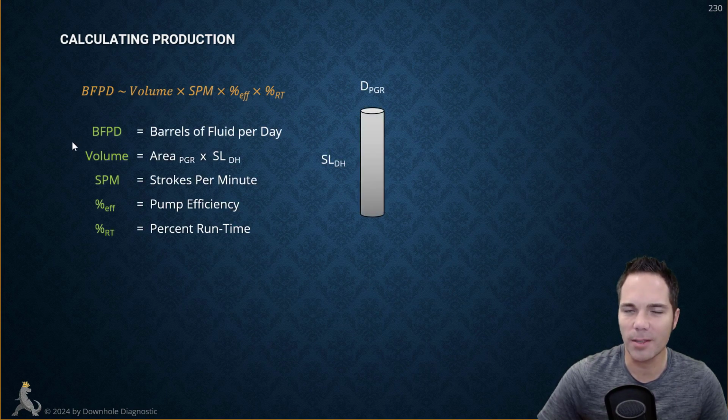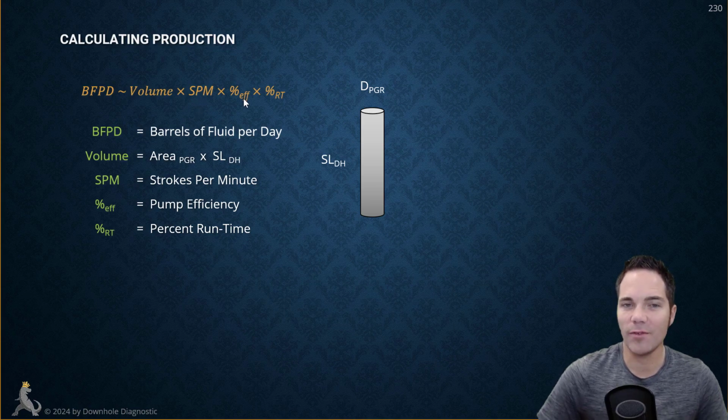Here are the variables. I'm going to take you through it though. What is the volume? Well, if you have a certain diameter, you can calculate the area of a circle, and then you multiply it by the downhole stroke length. That is the volume that the plunger is pulling up each stroke. Now the question is, how many times or how frequently is it doing that throughout the day? That's what our strokes per minute relationship is. And then how efficiently are we doing it? Do we have lots of slippage, or do we have free gas in that volume? And then what percent of the day are we doing it?